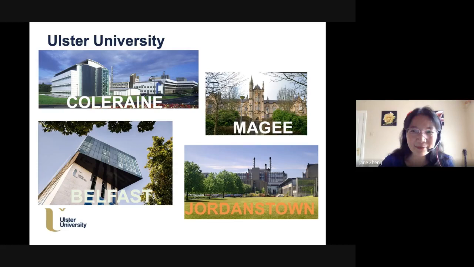So that's our university. Ulster University has four campuses: Coleraine campus, Magee campus, Belfast campus, and Jordanstown. We are based in Jordanstown, and we are going to move to Belfast City Centre next year. Hopefully, it may be postponed because of this pandemic.